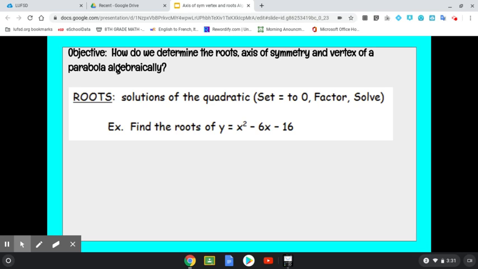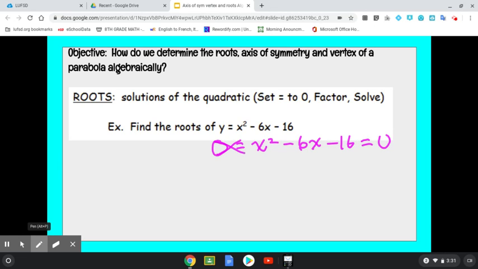So this one says, find the roots of this quadratic, y equals x squared minus 6x minus 16. So again, you're going to set equal to 0, factor, solve. Setting equal to 0 means I'm going to replace the y with 0, and I'm going to rewrite my equation, and then I'm going to factor it. If you prefer, you could put the equals 0 over there. It doesn't matter. I prefer it on the right-hand side too, but just know you're taking out that y and you're going to now factor it.